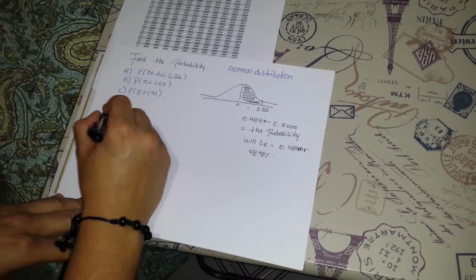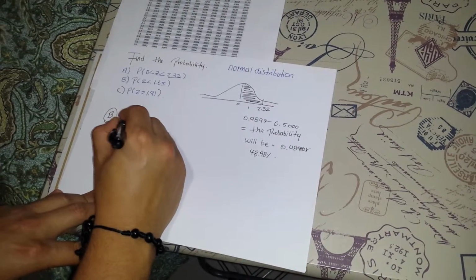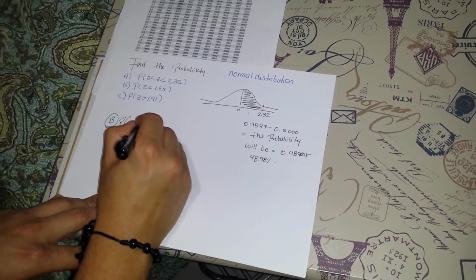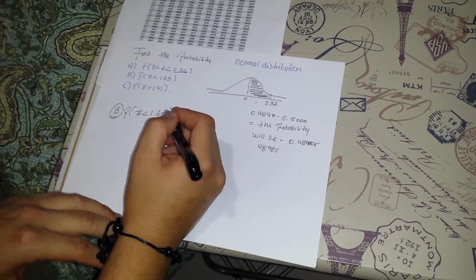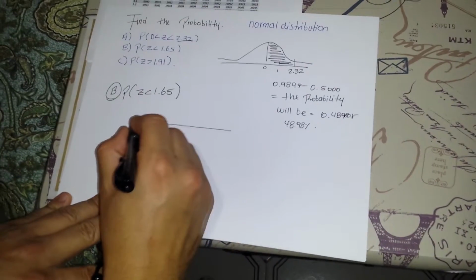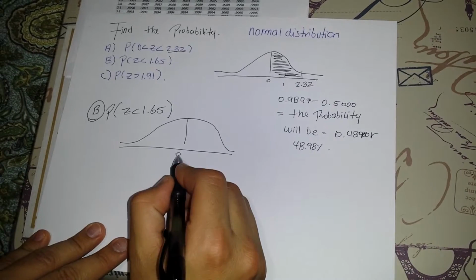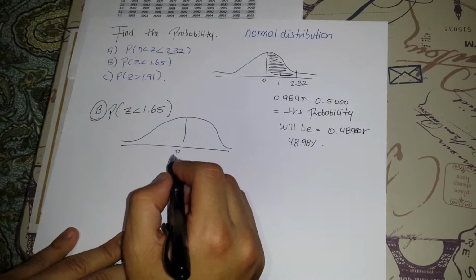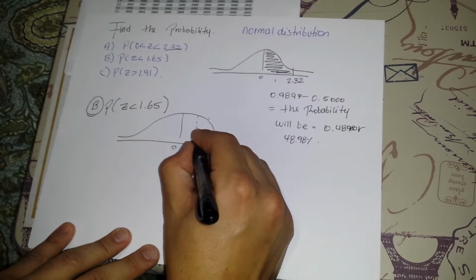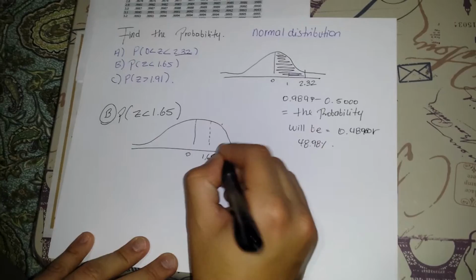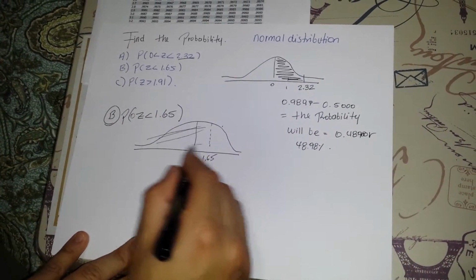For example B, P value z less than 1.65. We have to do our graph. That's the first step. Mean. And we want to find out everything to the left of 1.65. That will be up to here. As you guys can see, it's less than 0, so it's all this area right here.